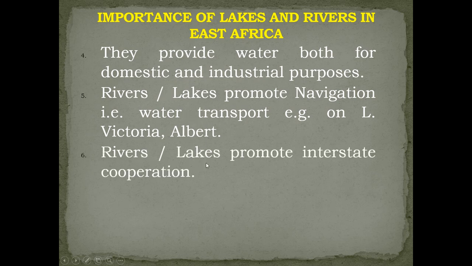Then the rivers and lakes promote interstate cooperation because some of them are shared by the 3 East African countries, like Lake Victoria. Therefore, the 3 countries have to cooperate to ensure that this lake is not misused in terms of overfishing, pollution, and others. Therefore, the lakes promote interstate cooperation.